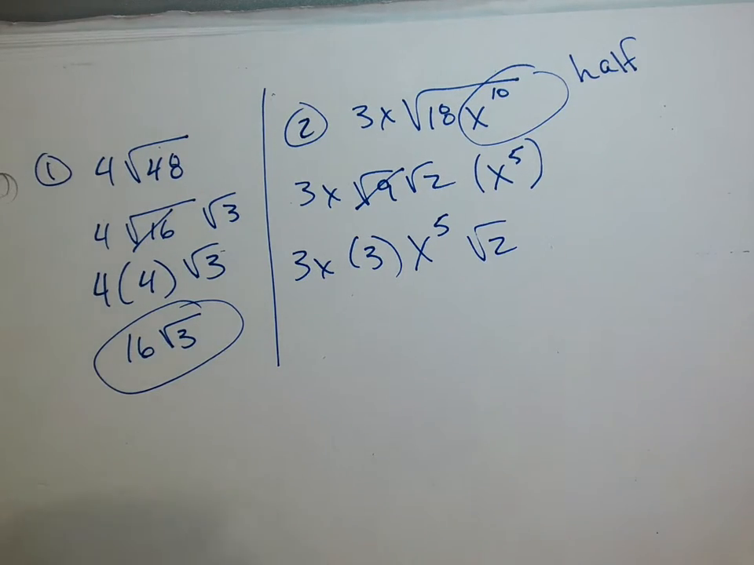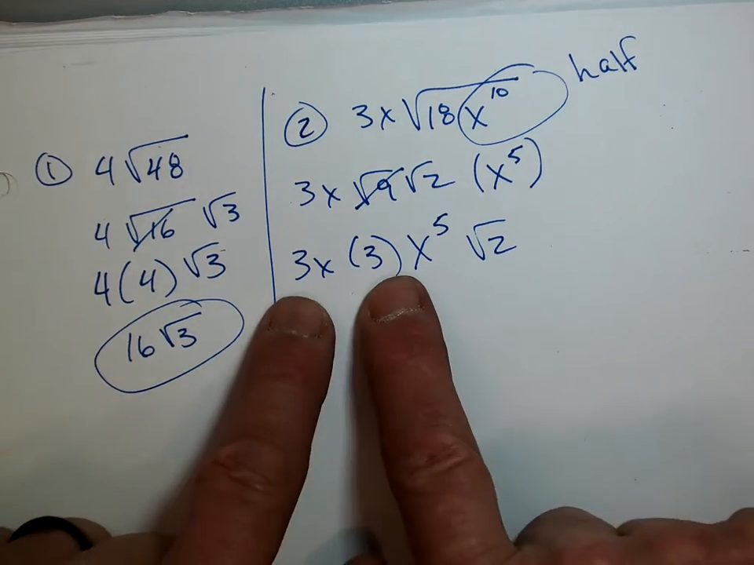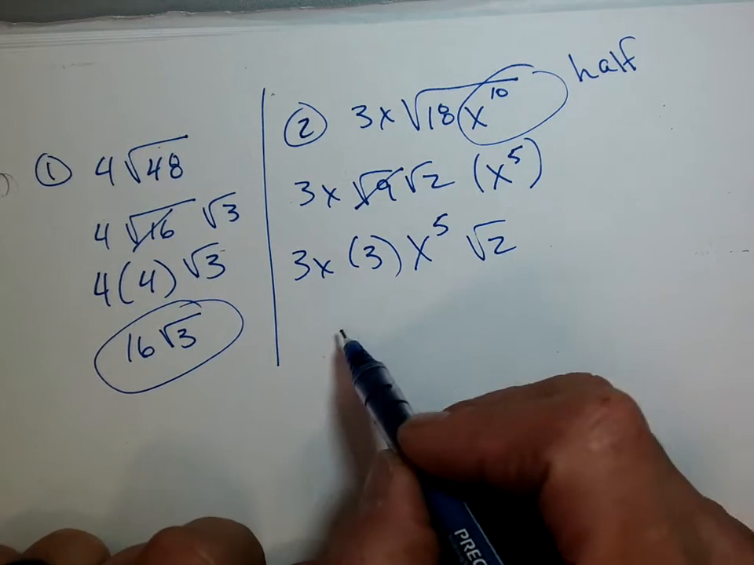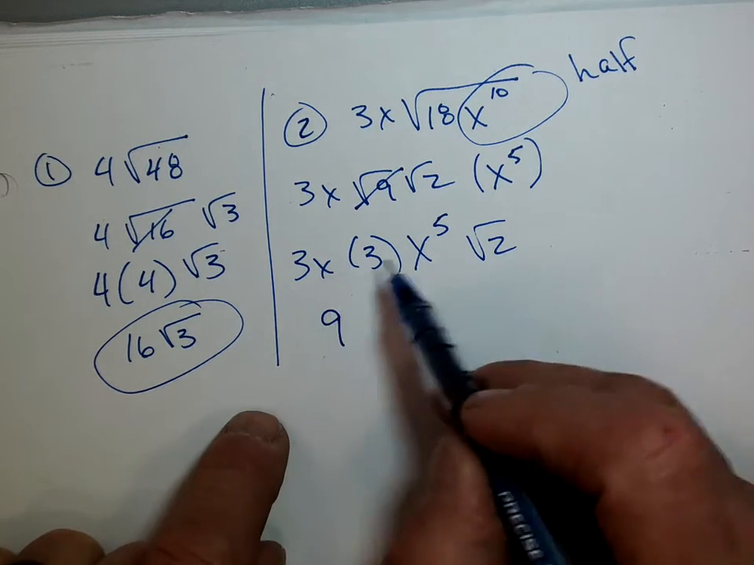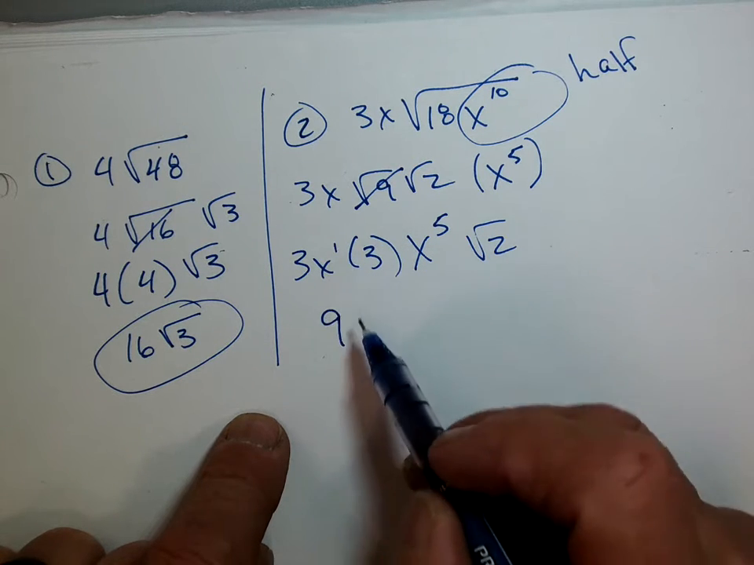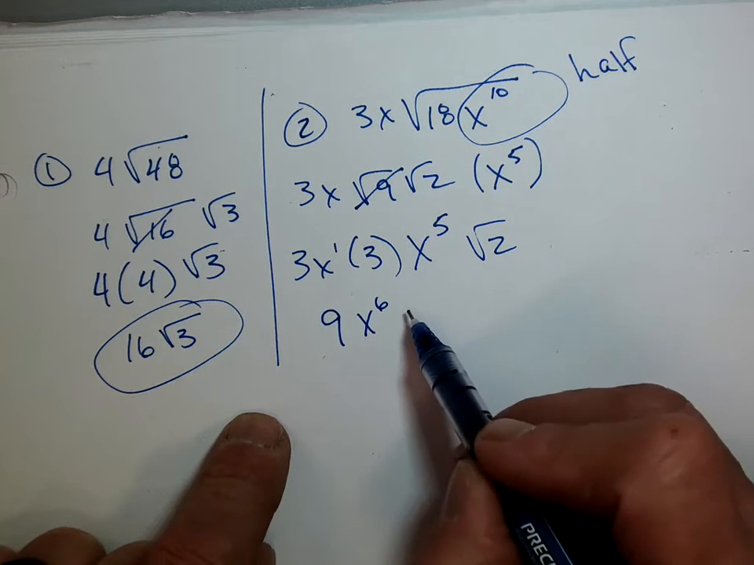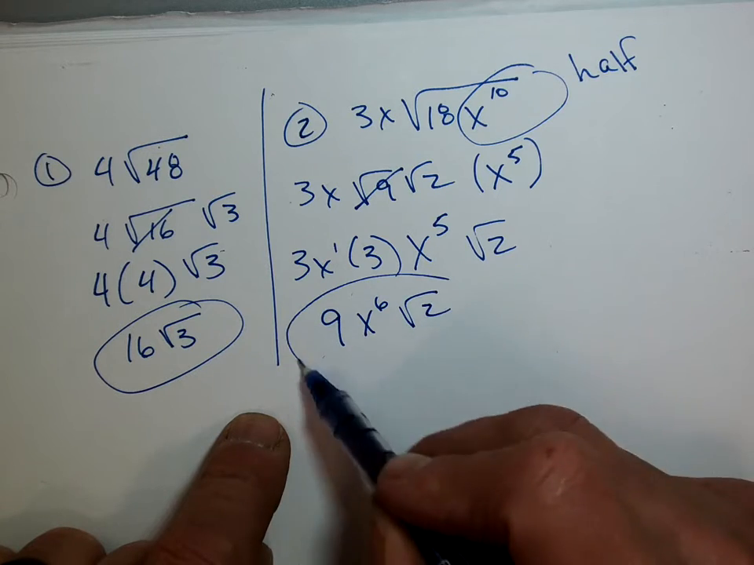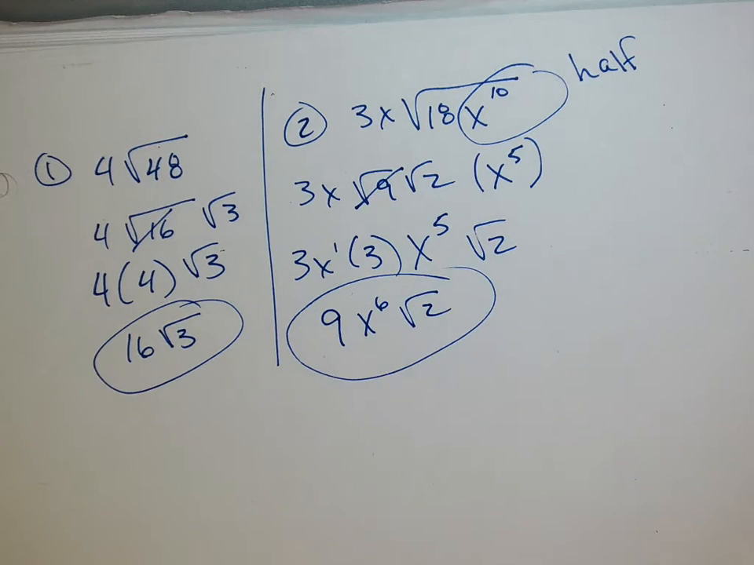Now let me tidy it up. I've got a 3 times 3 is a 9. I've got x and x to the 5th, x to the 6th, because that's a 1 right there. x to the 6th times the square root of 2. Okay, a little bit harder, but you guys could do that, right?